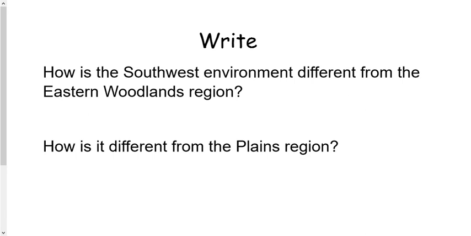Using your journal, let's write about the following 2 questions. Number 1, how is the Southwest environment different from the Eastern Woodlands region? Think back to when we learned about the Eastern Woodlands environment. Tell how the Southwest and the Eastern Woodlands are different. Then, tell how the Southwest region is also different from the Plains region.